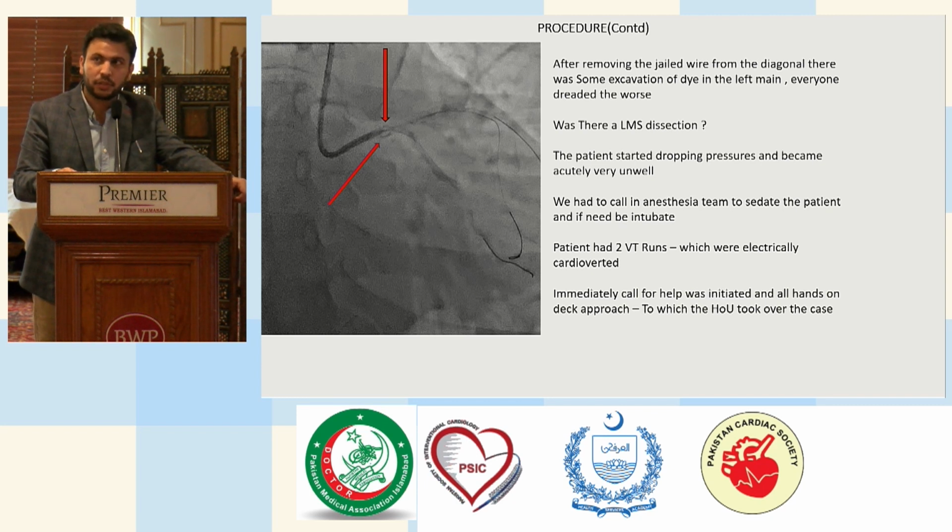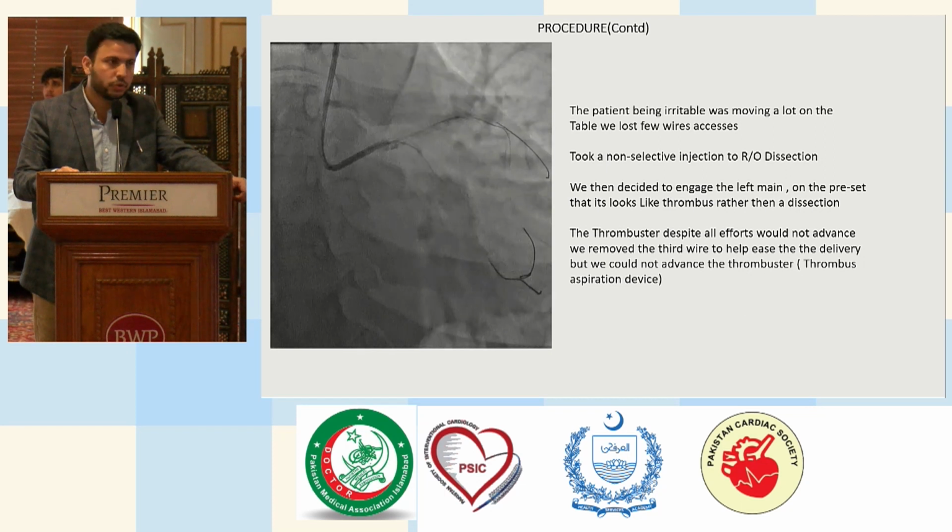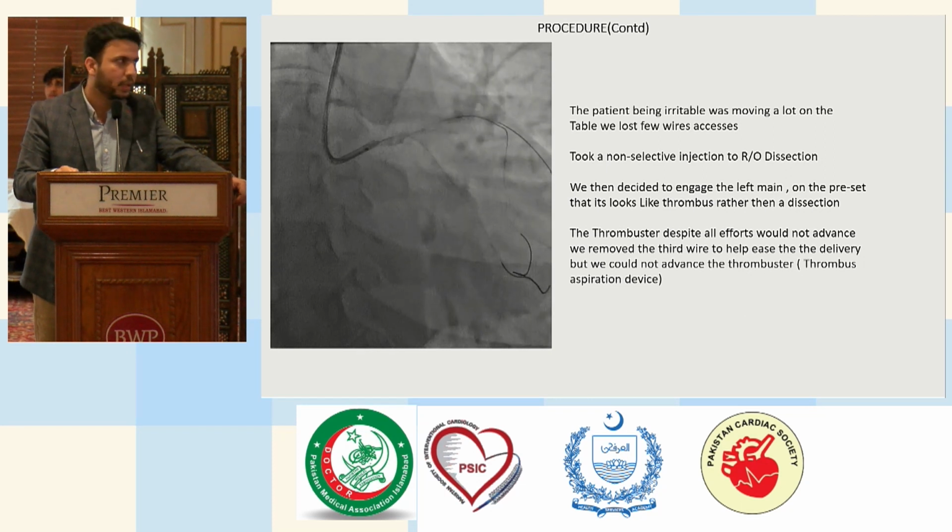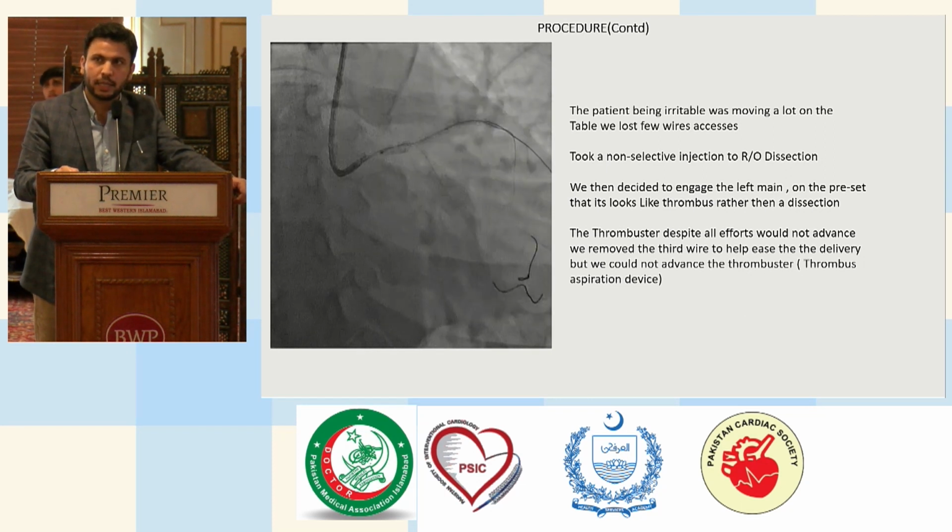Is it a left main dissection? The patient starts dropping pressures. We start worrying for the worst. The patient has 2 VT runs, which were electrically cardioverted. Obviously, an all hands on deck approach is on, and the head of the unit is called in for help, and he takes over the case.